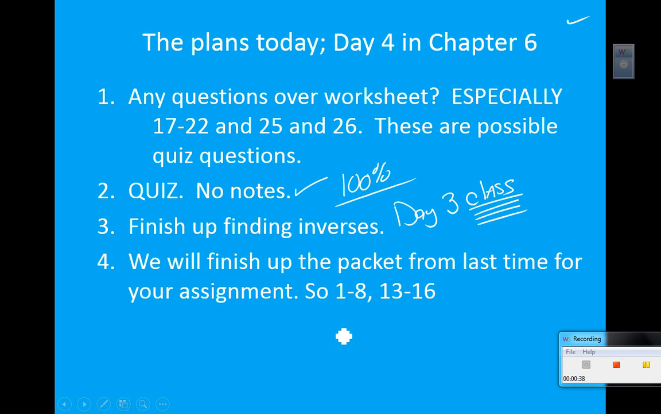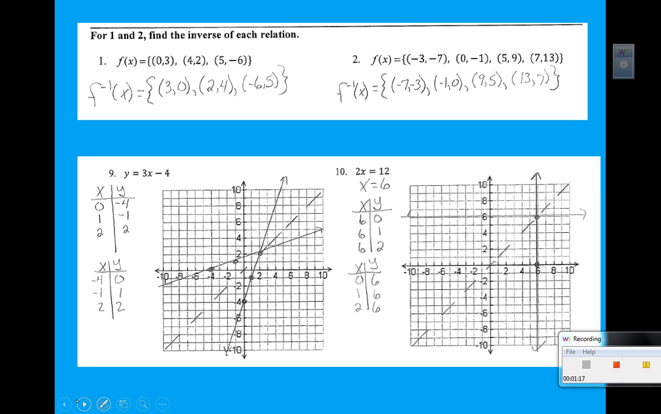And then your assignment is really pretty simple, guys. Finish up that packet, the ones that we did not do from last time. If I remember right, you've already done 1 and 2. So really it's 3 through 8. Those are the ones where you do what we're going to do. 13 through 16, you're just going to graph them and tell me if an inverse function exists. So that shouldn't be too shabby.